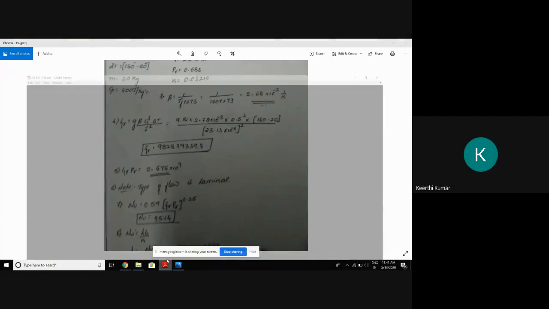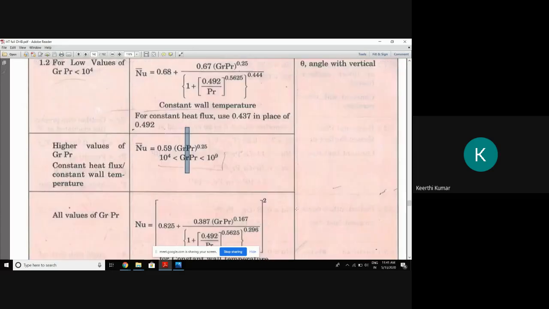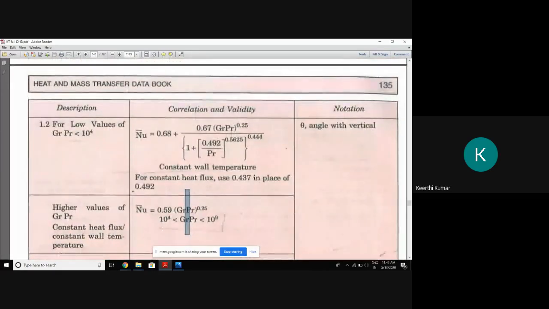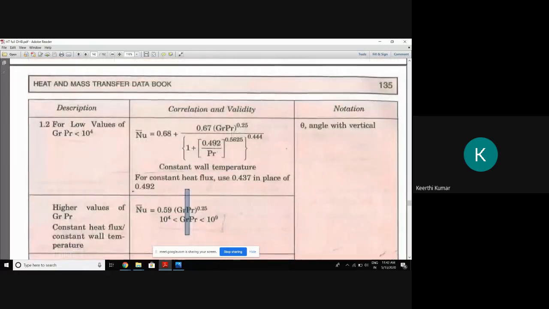If it is greater than 0.9, then what will you do? If it is greater than 10 to the power of 9, I will go with this formula: 0.1 into (GrPr) to the power of 0.333. That's all. If it is less than 0.4, I'll go with this. No, sorry, less than 10 to the power of 4, I'll go with this formula. If it is in the range of 10 to the power of 4 to 10 to the power of 9, I'll go with this formula. If it is more than 10 to the power of 9, I'll go with this formula. So the selection of the Nusselt number is very important.